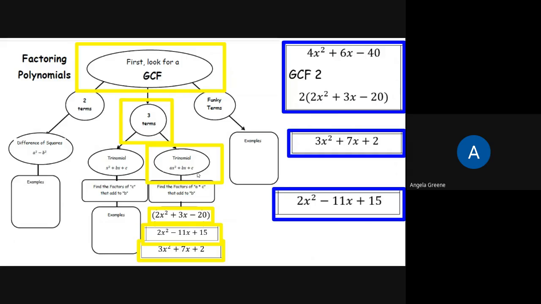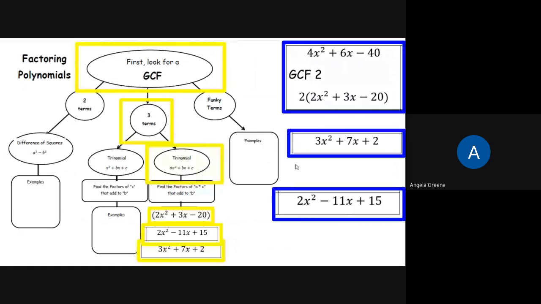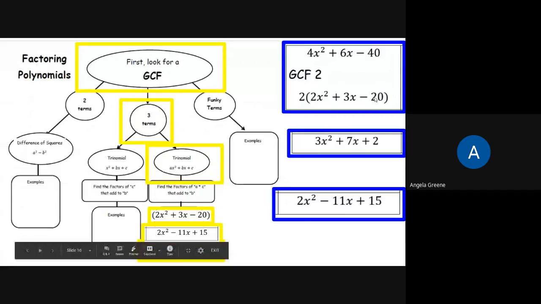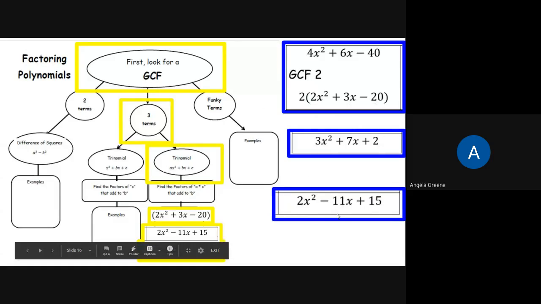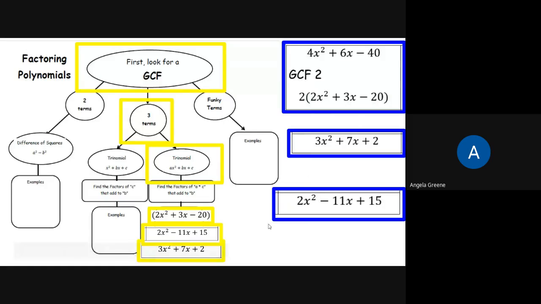So now what I want to do is I want to find factors of a times c that add to b. So factors of 2 times negative 20 that add to 3, or factors of 6 that add to 7, or factors of 30 that add to negative 11. So let's see how these 3 look.